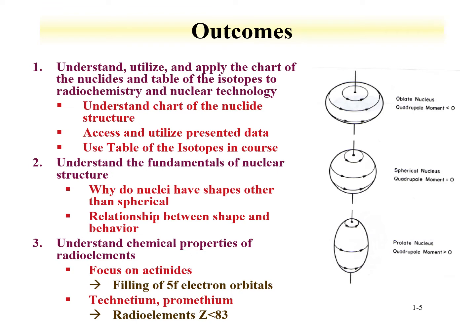Another aspect of radiochemistry that should be understood is the chemical properties of radioelements, those elements that are only found as radioactive isotopes. They include the actinides, which are filling 5f electrons, and then technetium and promethium, which are elements that are normally found in the stable region, those elements below 83 protons, but are in fact radioactive.